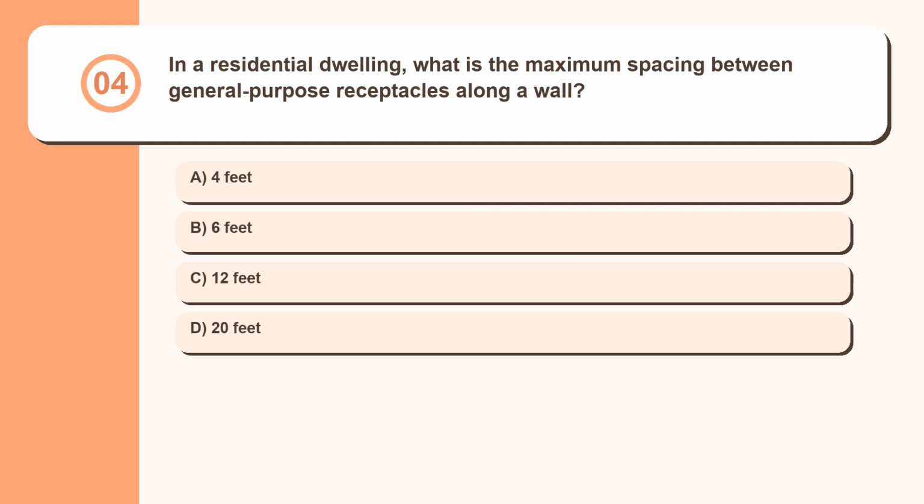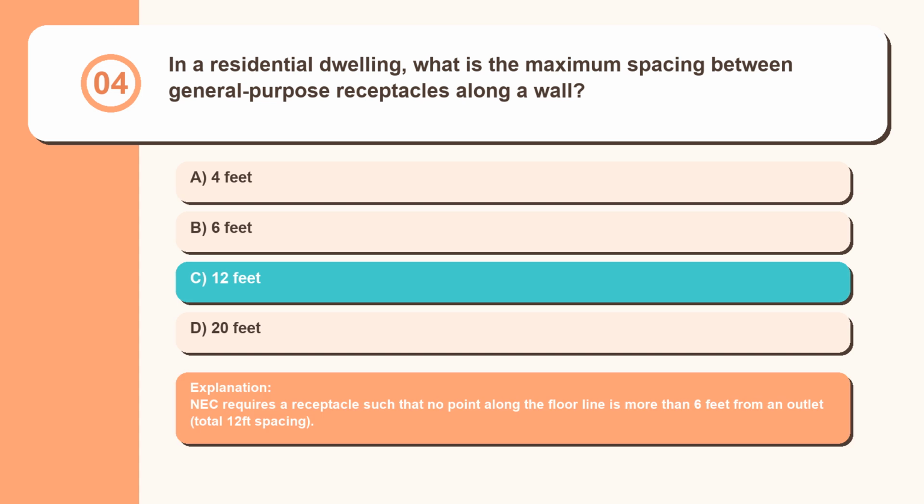Question 4. In a residential dwelling, what is the maximum spacing between general-purpose receptacles along a wall? 4 feet, 6 feet, 12 feet, 20 feet. NEC requires a receptacle such that no point along the floor line is more than 6 feet from an outlet, total 12 feet spacing.